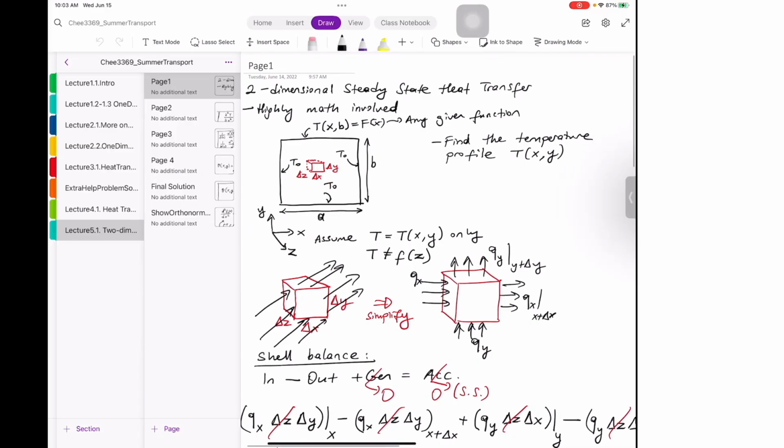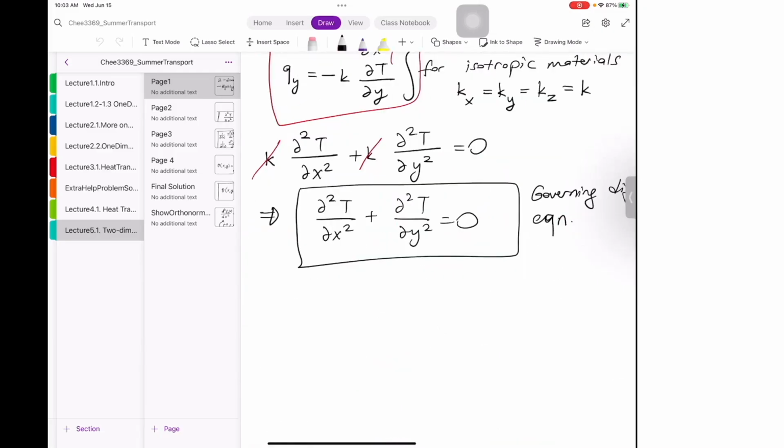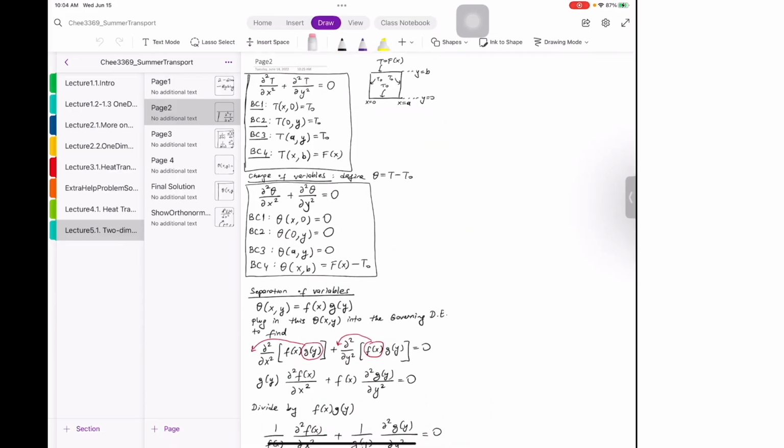We came up with an equation after we applied the shell balance. We came up with a governing equation, which is basically Laplace's equation. This is called Laplace's equation, if I have not said it before. So let me write it. Laplace's equation. Probably you have seen this, I'm sure you've seen this in analytical methods class. We solved it analytically using separation of variables.